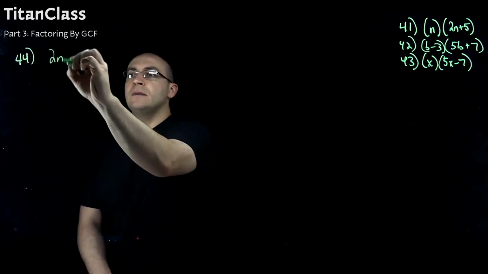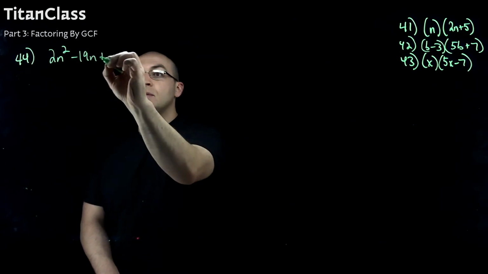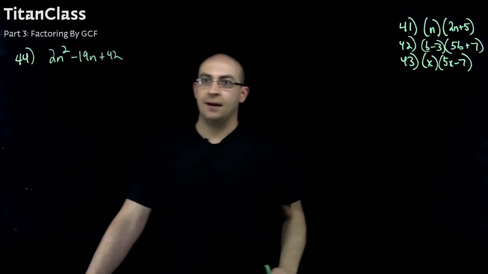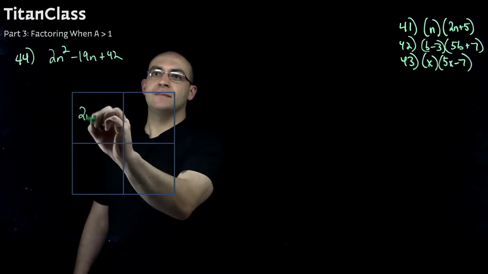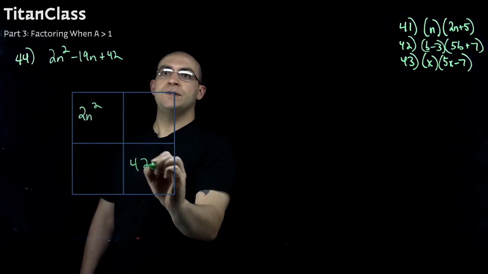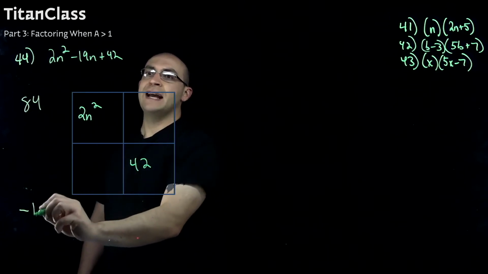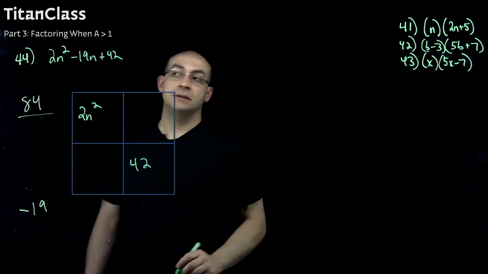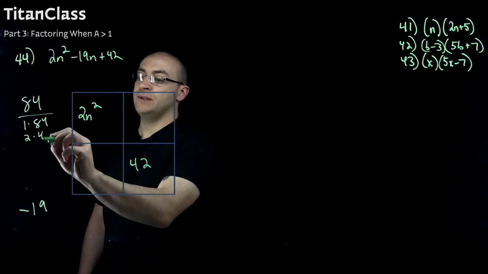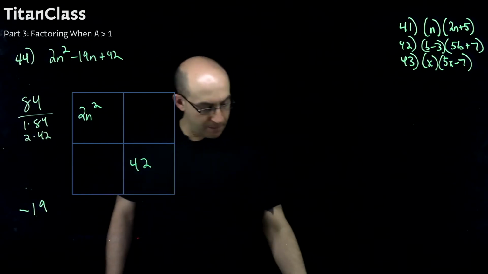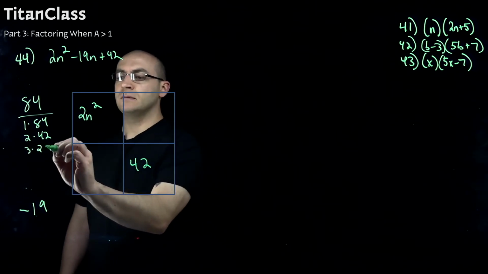44. 2n squared minus 19n plus 42. A is greater than 1. Let's do it. 2 times 42 is 84 for negative 19. 1 times 84. 2 times 42. Does 3 fit? 3 and 28, we're getting closer.